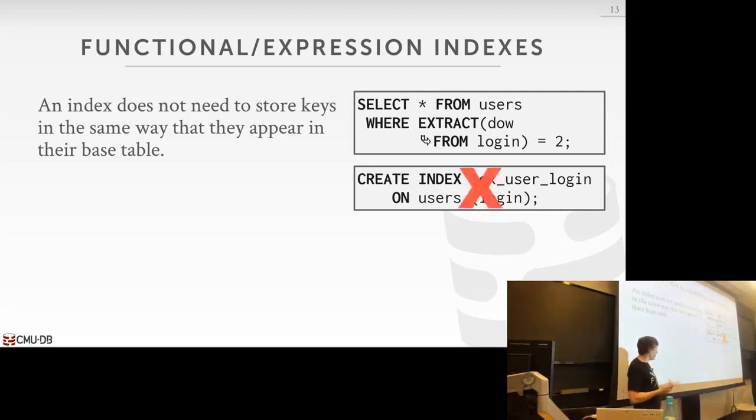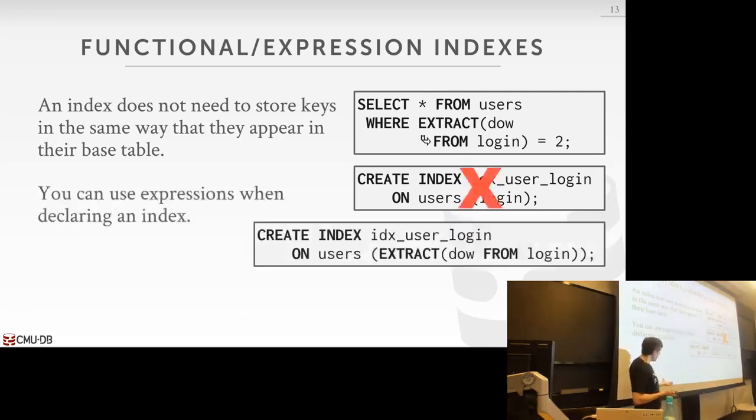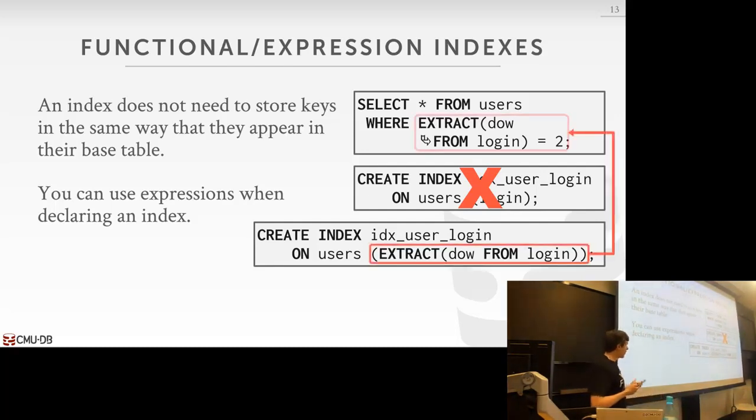Instead, what you can do is create a functional index or expression index where the attributes you're indexing on can be any arbitrary expression. Anything you can have in a where clause, you can build an index on. So now when I do a lookup for this predicate, I know how to exactly satisfy it by scanning along here, finding all the twos that match what we want.